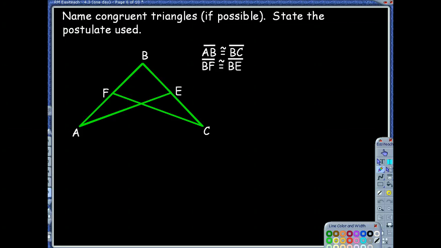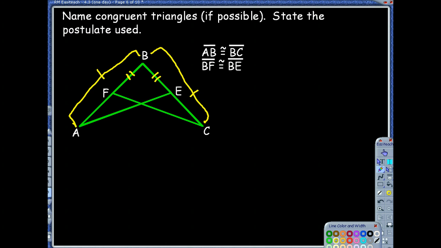So first of all, I do see some things off to the side. They didn't label any of this, so let's label. Segment AB, showing this whole segment, is congruent to segment BC. And then segment BF, this little guy right here, is congruent to segment BE.